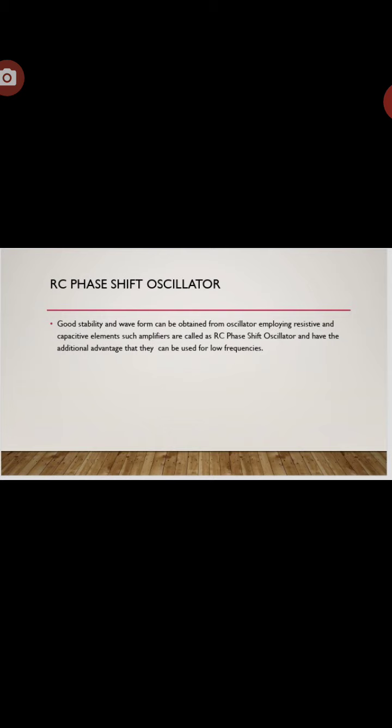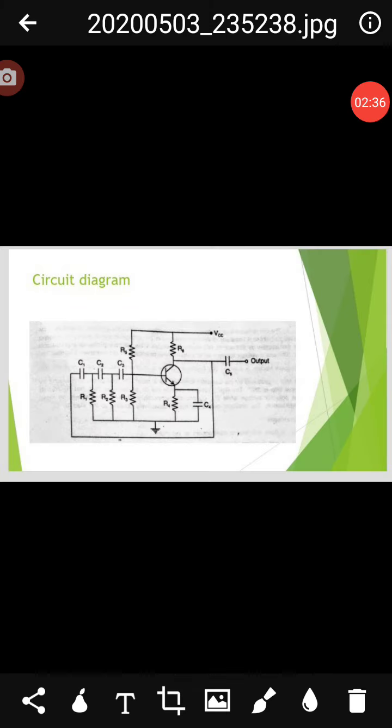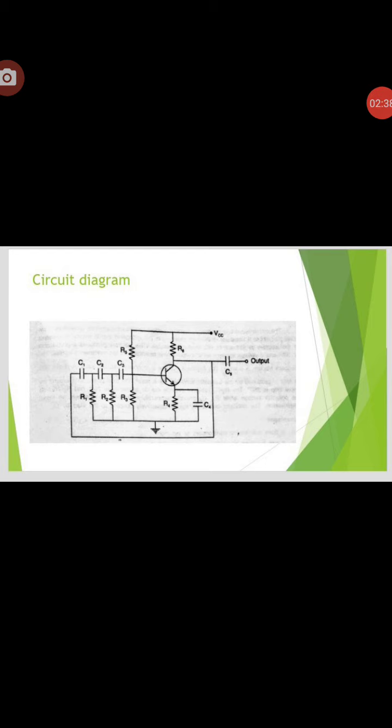Why is this called an RC phase shift oscillator? Because in this oscillator we are using capacitive and resistive elements. Good stability and waveform can be obtained from oscillators employing resistive and capacitive elements. Such oscillators are called RC phase shift oscillators, and they have the additional advantage that they can be used for low frequencies. This is the circuit diagram of the RC phase shift oscillator.